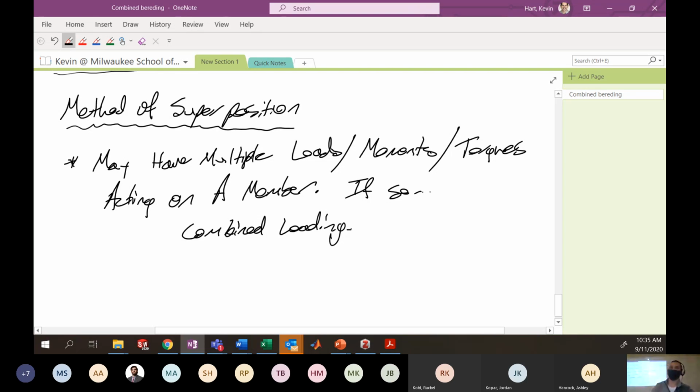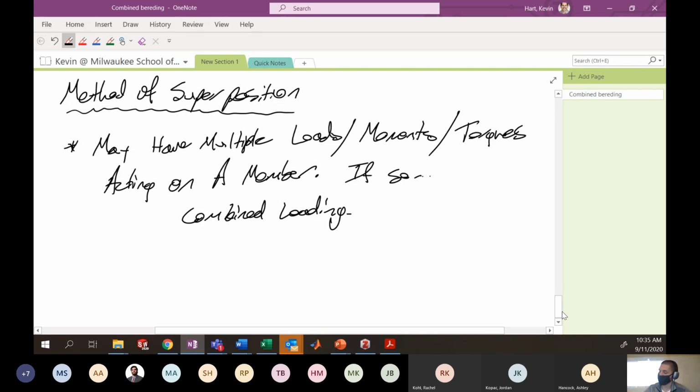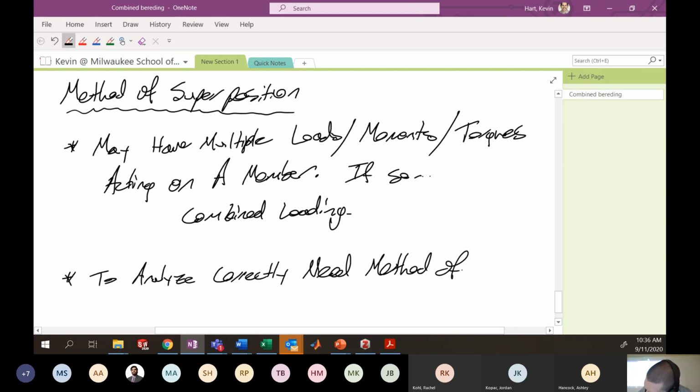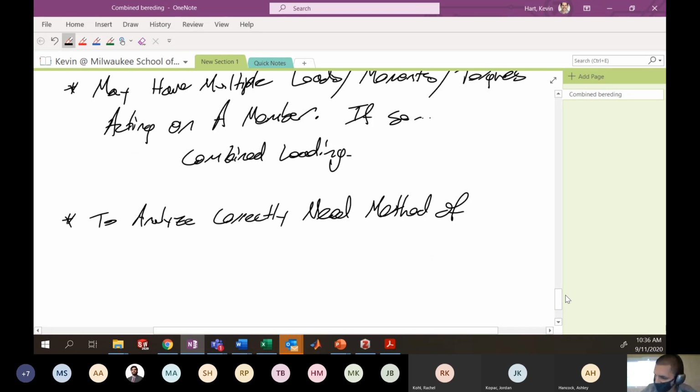When you have more than one load acting, it gives you a complicated analysis and stress state. All right. So to analyze the stress in the bar accurately, you need to enact a method of superposition. To analyze correctly, need method of superposition.